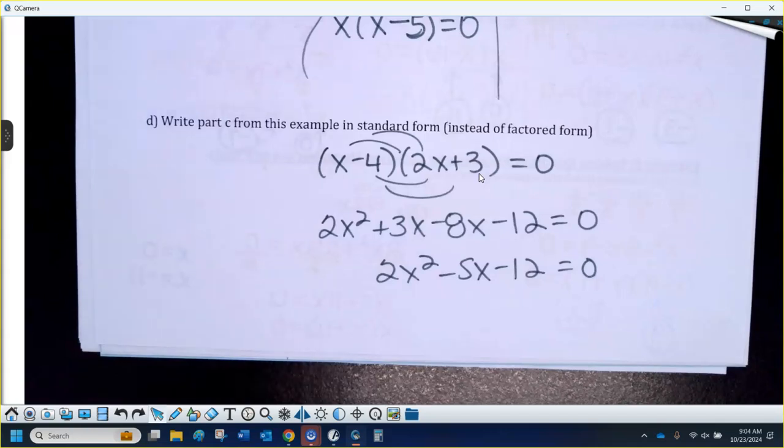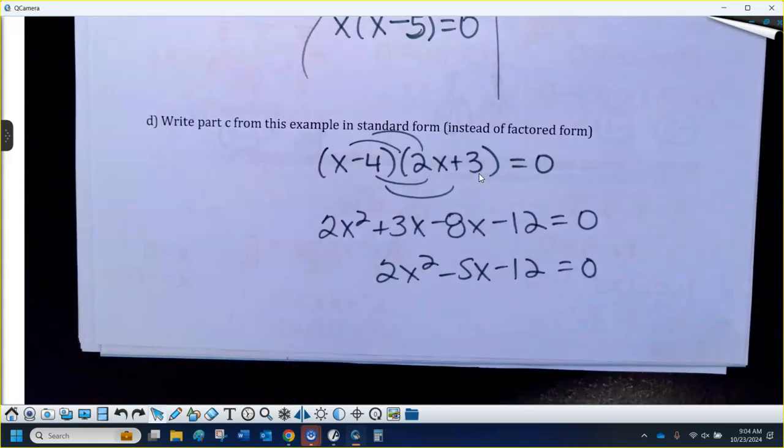Factored form is ideally what we want if we're identifying the zeros, because you can use that zero product property. Does anybody have a question?